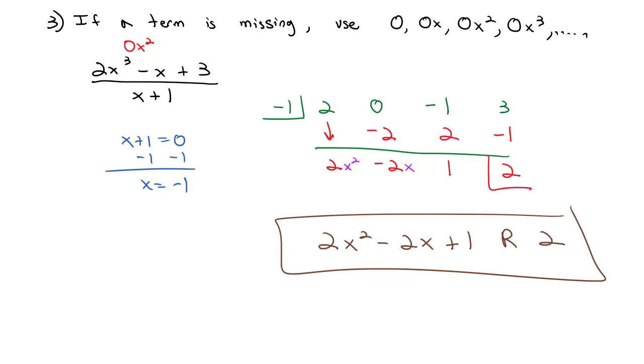So as long as I keep track of that missing term, if there is one, most of the time there's not, but they do tend to sneak in there. If I get that missing term, I should be able to roll through the synthetic division process and divide my polynomials without much difficulty. It's your turn to practice a few of these.